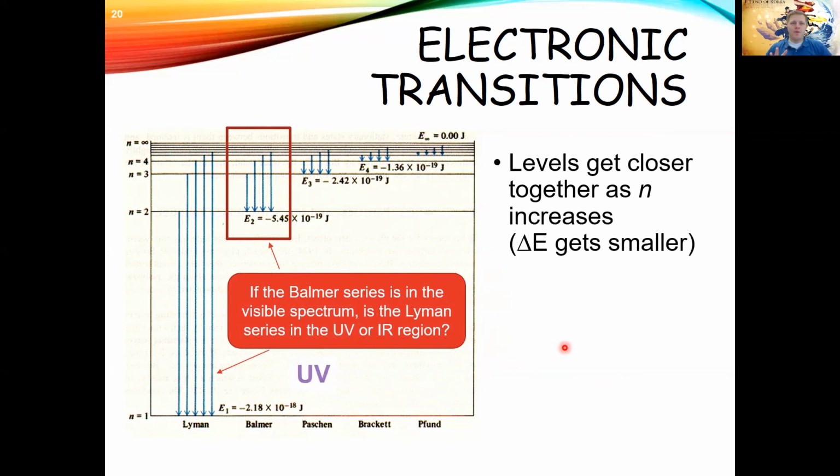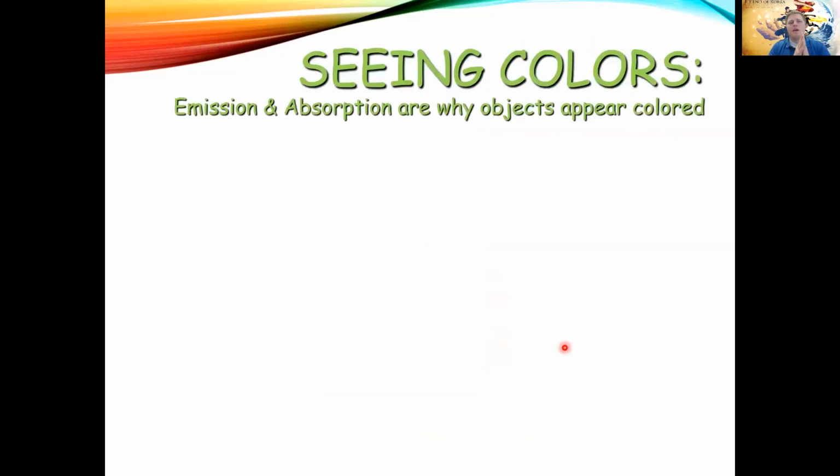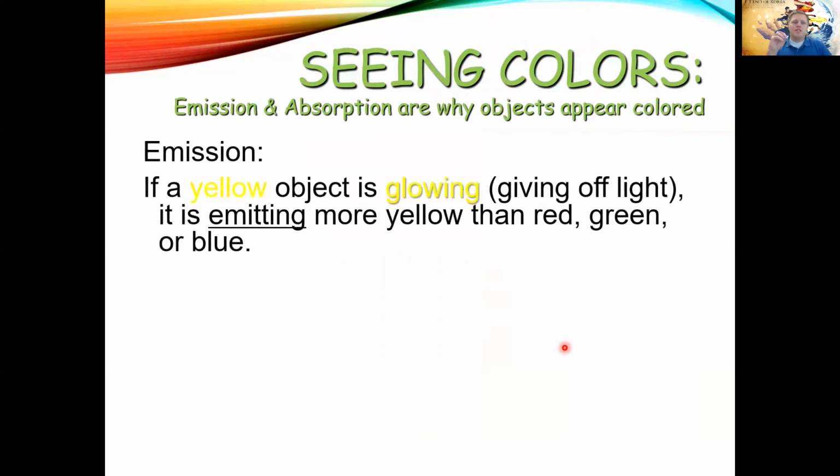So that's it for most of the information that you need to know. So let's just talk about some fun things now. If you see something that's glowing yellow, like a light bulb, it's actually giving off light of multiple colors. So that's why in a room you can have a yellow light bulb but still see the color blue, because the light bulb is emitting it. It's just emitting more yellow than red and green, etc.